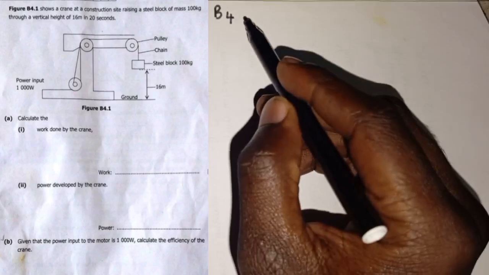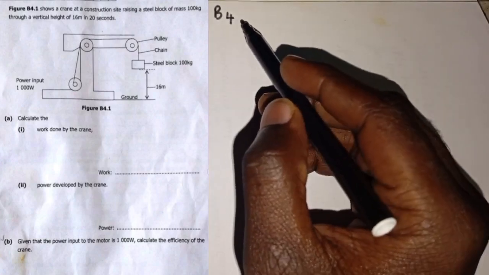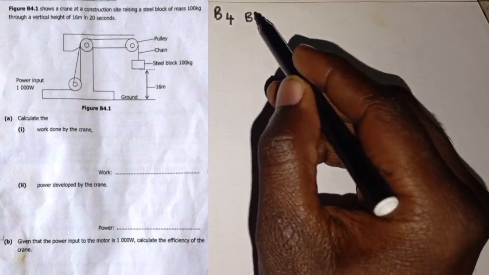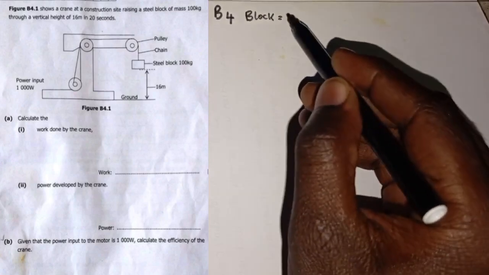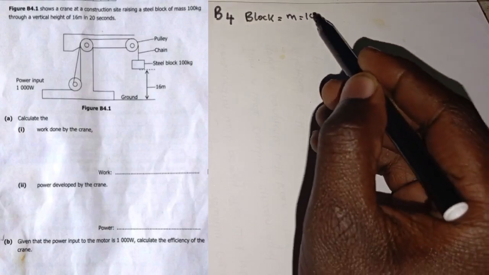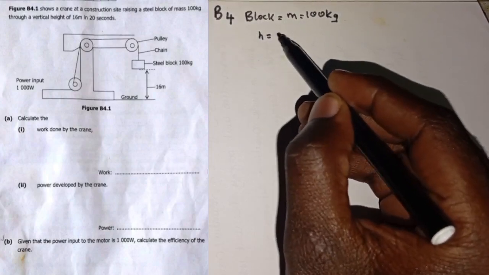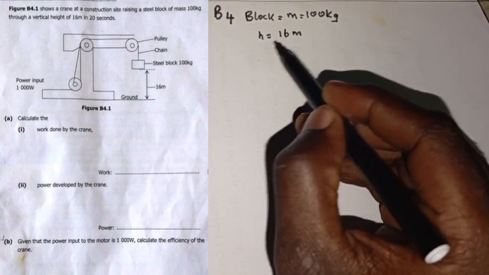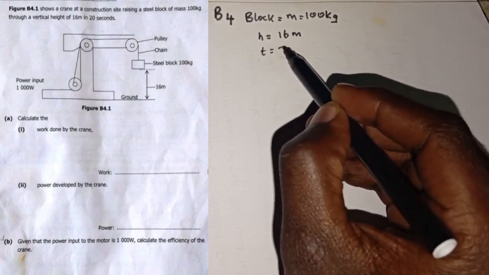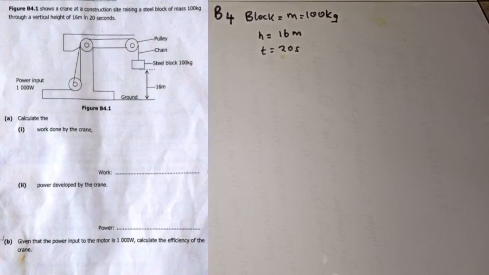Okay, we are on question B4. Question B4 says, figure B4.1 shows a crane at a construction site raising a steel block of mass 100 kg through a vertical height. So that's the data we have. The block has a mass of 100 kg, a height of 16 meters, and the time it takes is 20 seconds. We need to know these things.